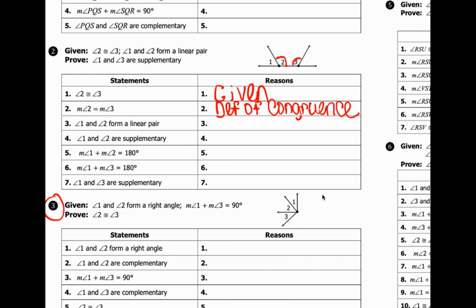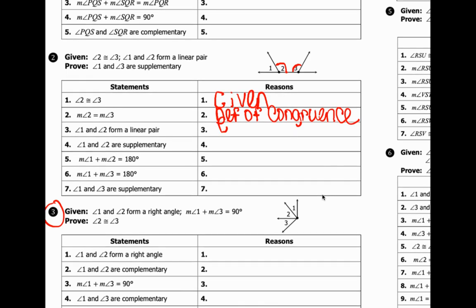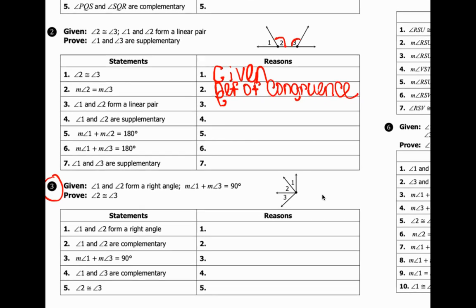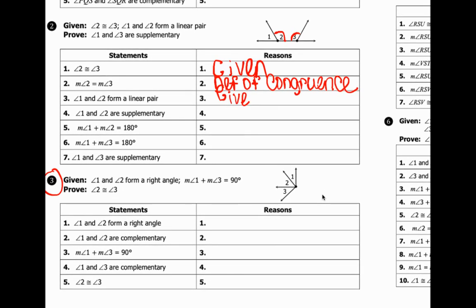So just to clarify, when you're saying congruent, you're referring to an angle or a segment. When you're saying the 2 things are equal, it has to be a measure. So that's why they use the equal sign with the measure of angle 2 and measure of angle 3. Angle 1 and angle 2 form a linear pair. That was given to us. Given. Angle 1 and angle 2 are supplementary. So that is just going to be definition of supplementary. If they're a linear pair, they've got to be supplementary.